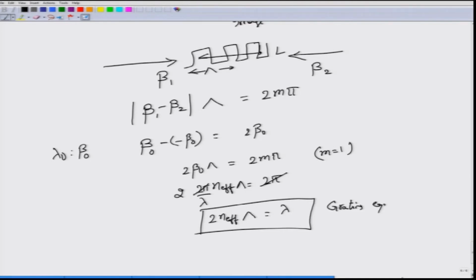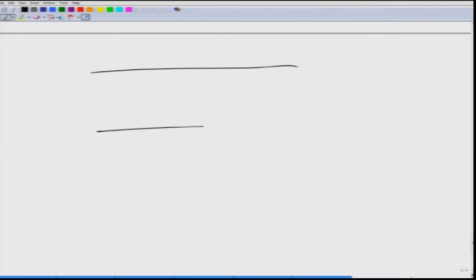So, this is the Bragg grating equation, and in a fiber you can create what is called a fiber Bragg grating. Fiber Bragg grating basically comes by creating the index difference inside the core. So, you can create an index difference like this. So, you have a high index, low index, high index, low index. How can I obtain this?